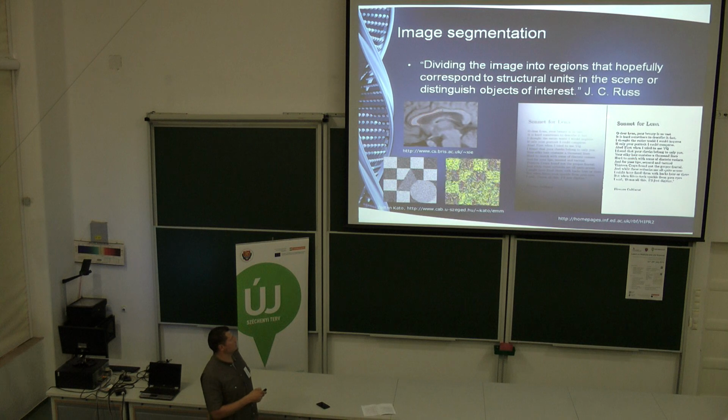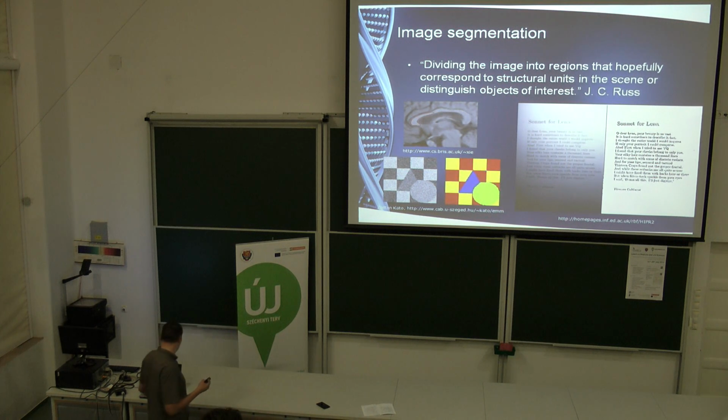Or here, just try to imagine that the letters are brighter here than the foreground is here. So applying a simple thresholding would just kill our analysis. And the big question is how to get a decent segmentation.